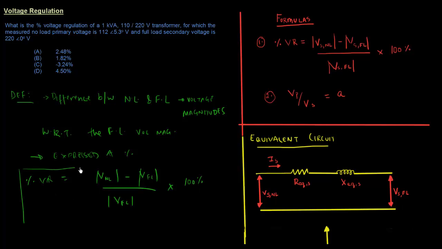So that's the definition of voltage regulation, and that's what I mentioned in the formula here. What I've added here is the S, because for a transformer we're going to use the secondary side. So we're going to see the secondary no load minus the secondary full load with respect to the secondary full load, expressed as a percentage.